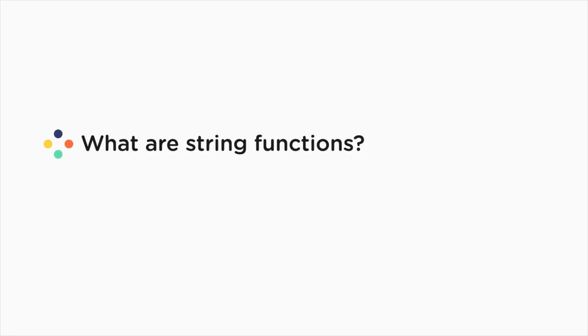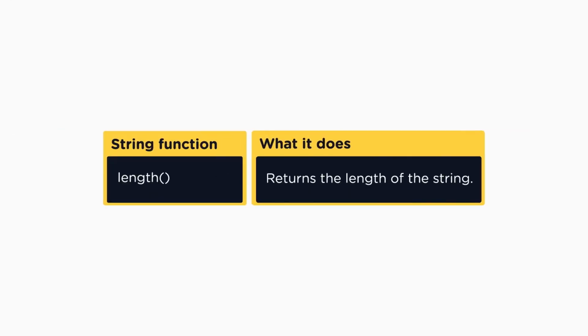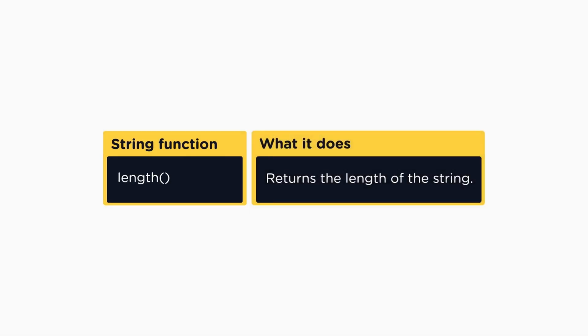So we know a little bit about what functions are. String functions are the operations that are performed on strings to manipulate them or to extract some data from or about them. This will make more sense when we actually look at some string functions. So let's get on with it. This is the first function that we will be looking at. This function returns the length of the string by counting the indices in the index table.